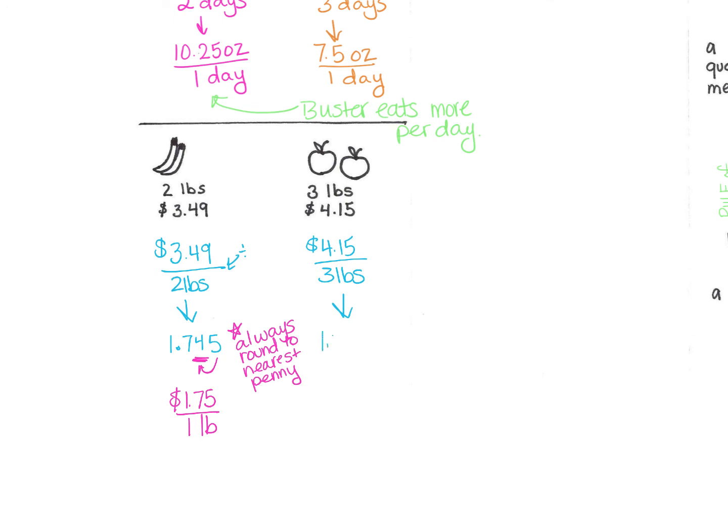For the apples, we are going to plug this into our calculator, 4.15 divided by 3, and we're going to get 1.383, and the 3 is going to repeat. Again, we're going to round to the nearest penny. The penny is the hundredths place, so you're going to look next door to the right. It's a 3. This time we're going to round down. So this is going to be $1.38 per pound. And you notice here I wrote the 1 pound, here I didn't. You can just write pound, and that's assumed to be per 1.